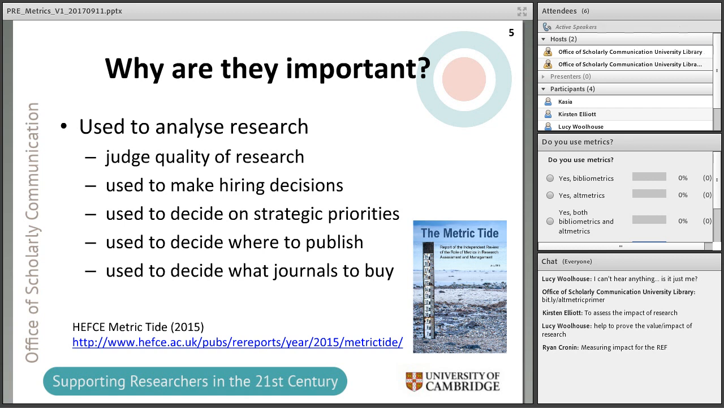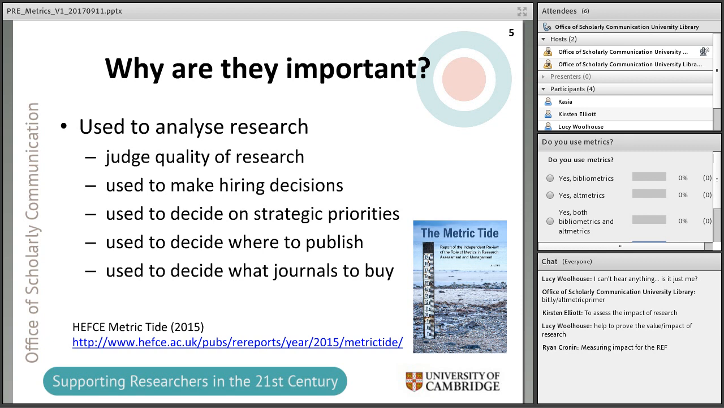And I'll spoil the ending for you, I suppose. They basically decided that metrics are really tricky, that they shouldn't be used in isolation, and that they should be used within full knowledge of what they are and how they're calculated and how they should be used. Because if you just use one metric, you only get one side of the story, and that can be quite dangerous when it comes to assessing research and giving it some kind of value, especially monetary value.